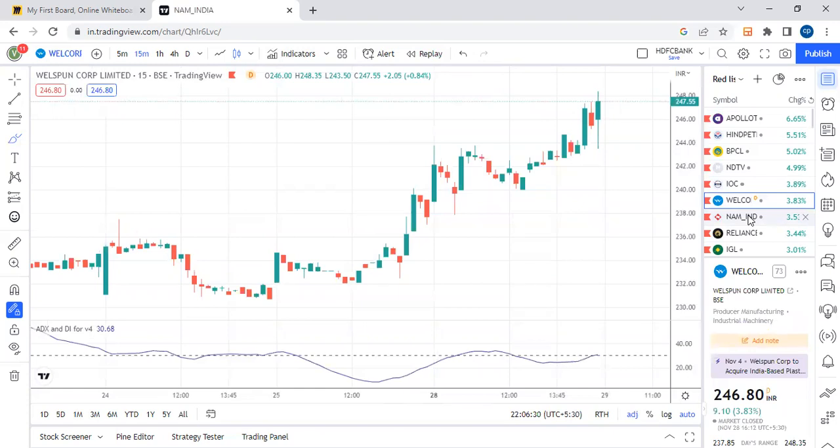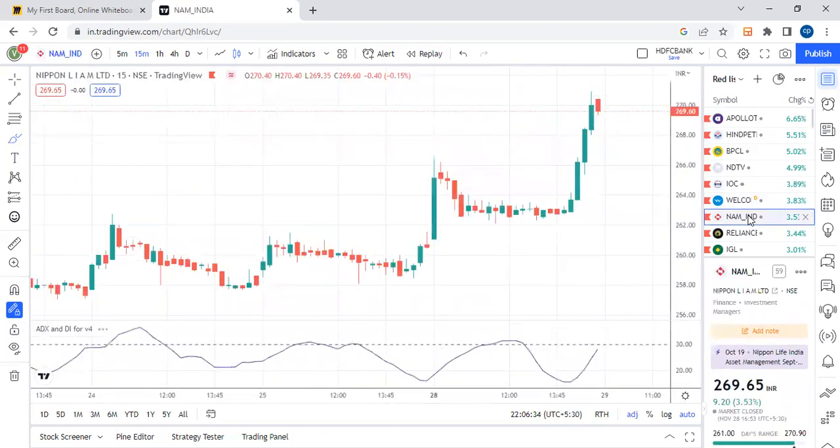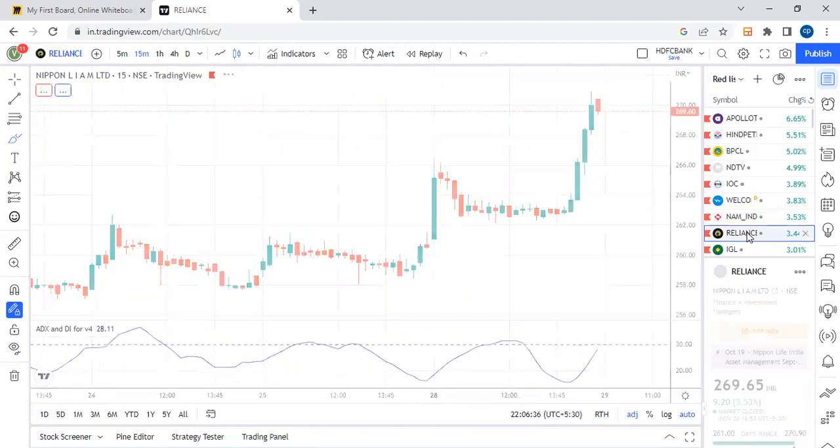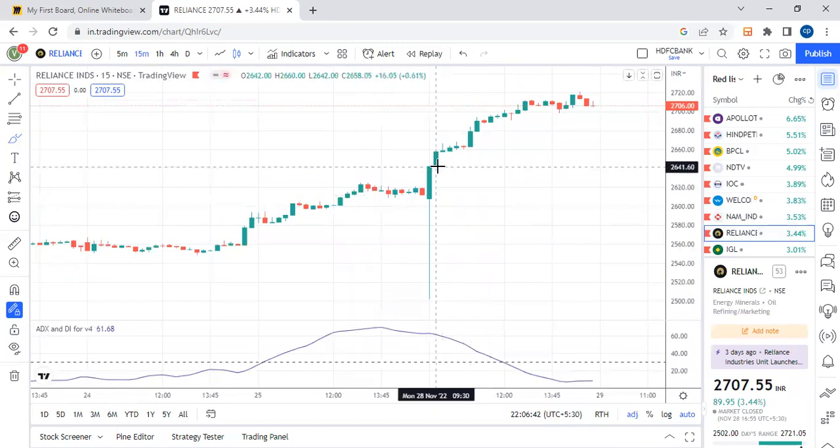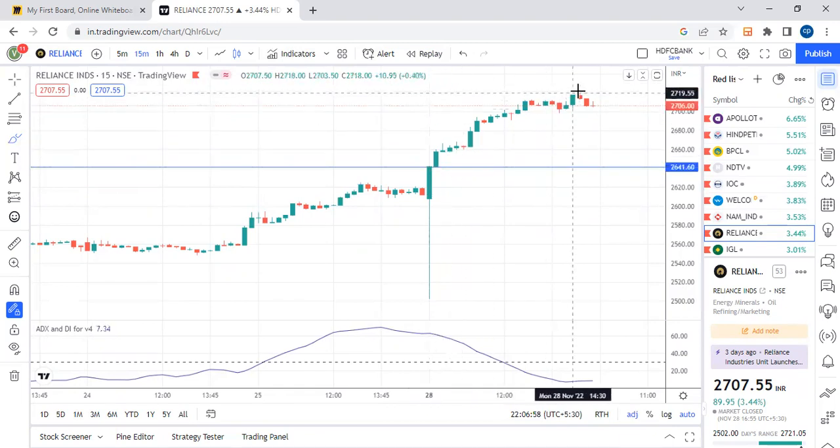For this one, we don't have any signal. In India also we don't have any signal. For this Reliance stock, you can observe here: what is the strength of this first candle? 63. What is the color? Green candle. What will we do? We'll initiate a buy trade when this high is broken.